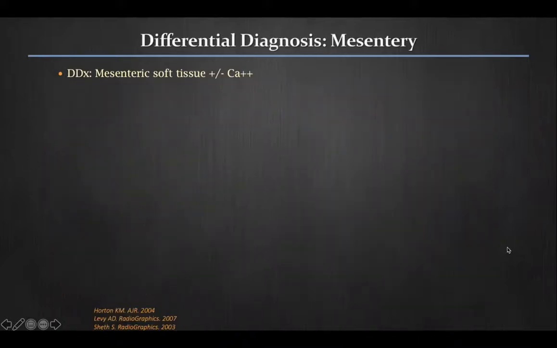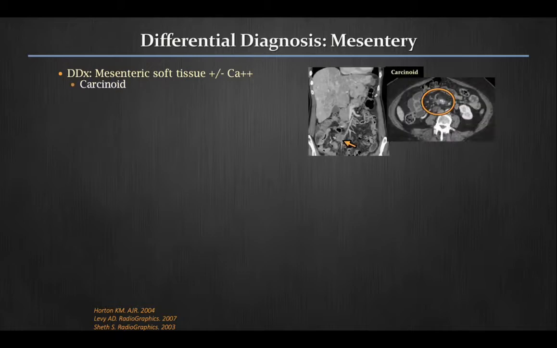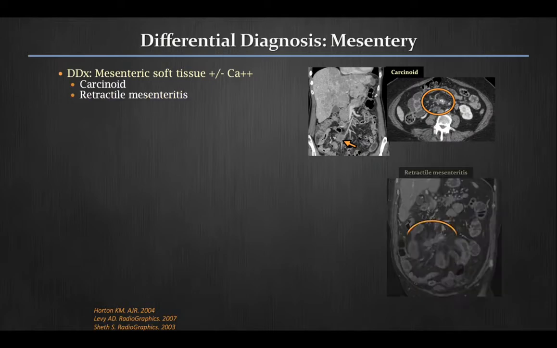So now we'll just pause here. This is the end of the mesenteric section of the talk, and we'll go through the differential of mesenteric soft tissue plus or minus calcification. Again, many overlapping imaging findings, but just to go back through everything one more time: carcinoid tumors are usually spiculated soft tissue tumors, often with calcification, sometimes with liver or peritoneal metastatic disease.